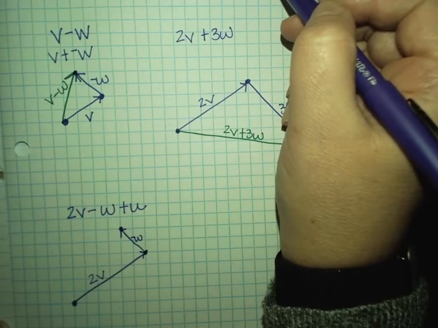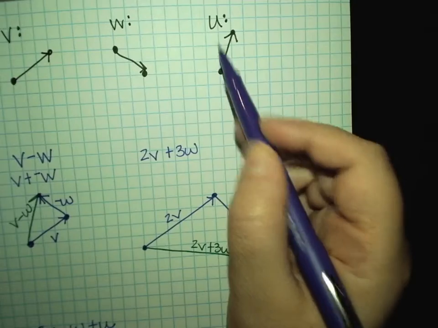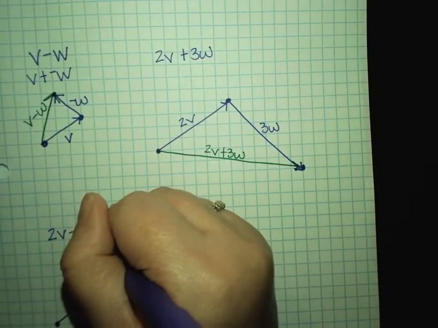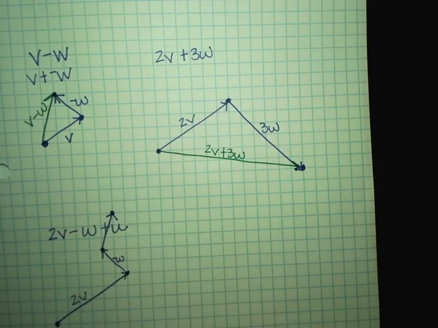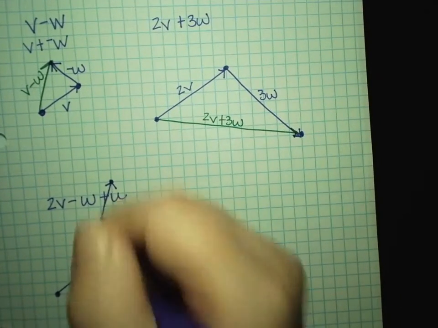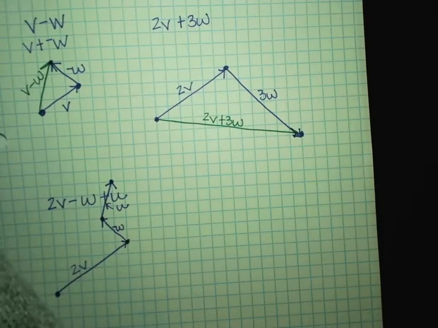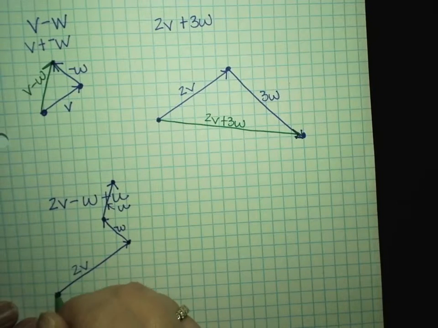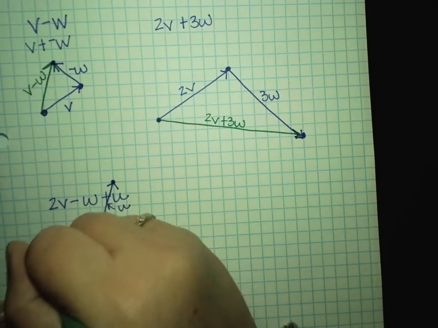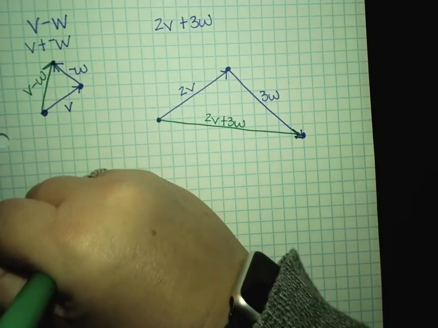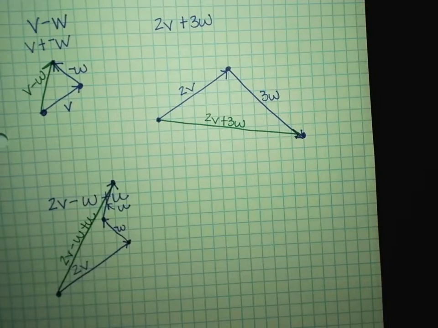So my horizontal component for U is 1. The vertical component is 3. There's U. So now if I connect the initial point of V to the terminal point of U, there is our 2V minus W plus U.